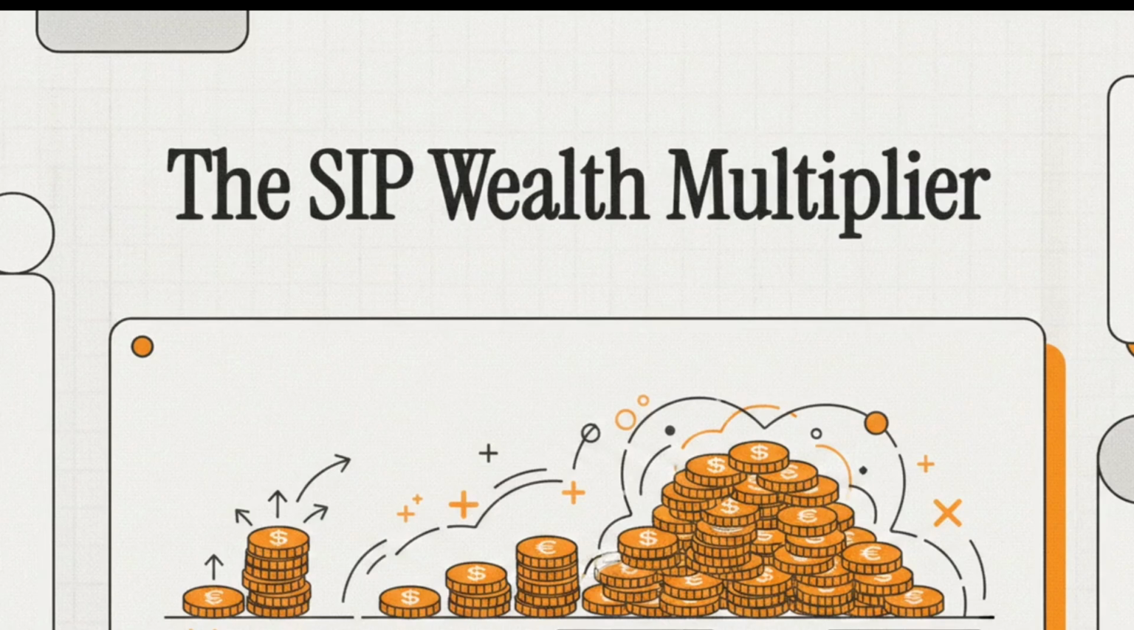Welcome to this explainer. Today we're diving right into the math behind systematic investment plans, or SIPs. We're going to break down exactly how compound interest acts as a massive wealth multiplier over long periods of time, literally turning your regular automated investments into incredible returns.